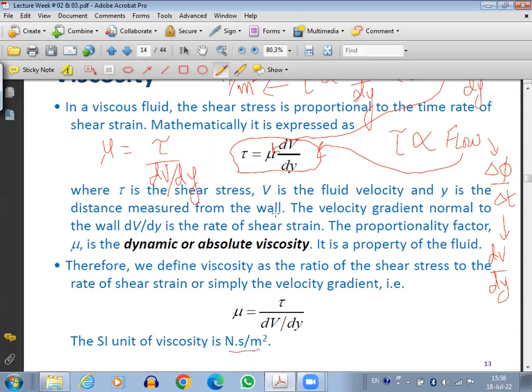Now we call it dynamic or absolute viscosity. There are two names, in fact three names. Whenever it is written as viscosity without anything, that means it is dynamic viscosity, that means it is absolute viscosity. But there is another viscosity known as kinematic viscosity. If it is kinematic viscosity, it will be written as kinematic viscosity. The word kinematic will be there. But if it is just written viscosity, then you have to presume it is dynamic viscosity or absolute viscosity. Is this concept clear so far?